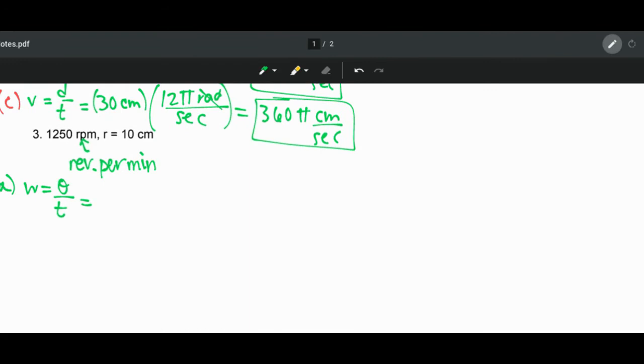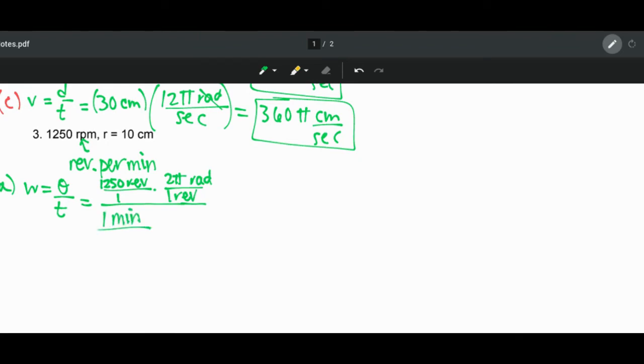All right, so for number 3, we have our omega equals the angle measured in radians over time. So when they provide us with the 1250 revolutions per minute, let's change revolutions into radians, and every 1 revolution is going around the circle 1 whole time, so that would be 2 pi radians, and that is per 1 minute.